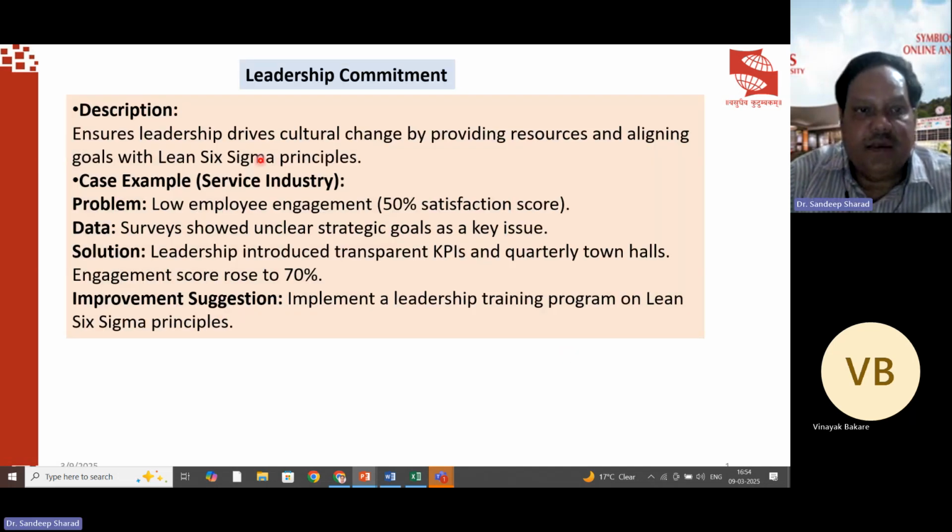Leadership commitment. The description: ensure the leadership drives culture change by providing resources and aligning the goals with Lean Six Sigma principles. We'll take a service industry example. Suppose there is a problem of low employee engagement, a 50% satisfaction score. Data: survey shows that unclear strategy and goals are a key issue. Solution: leadership introduced transparent KPIs and quarterly town halls. The engagement score rose to 70%.